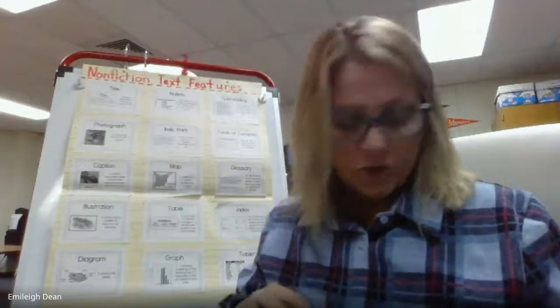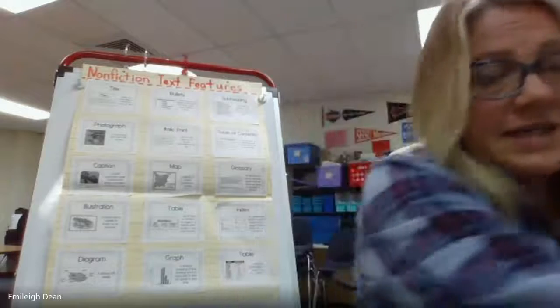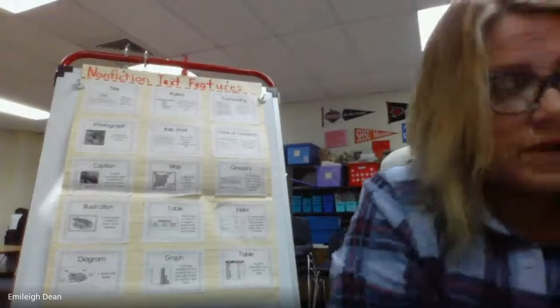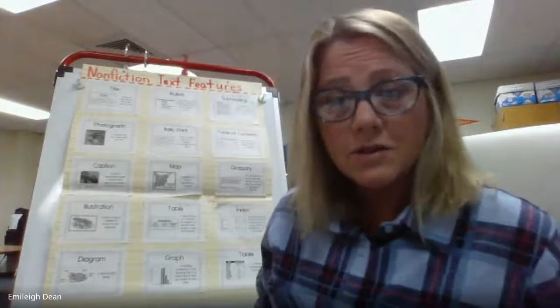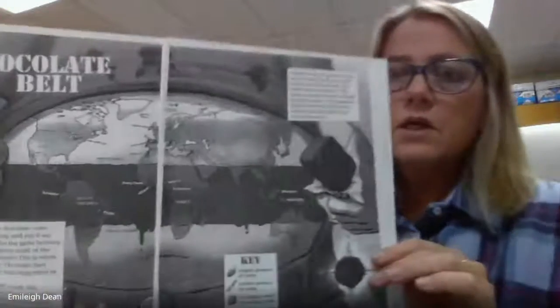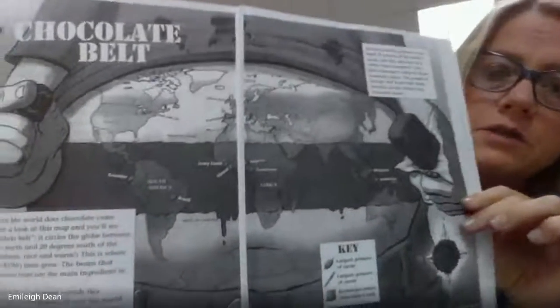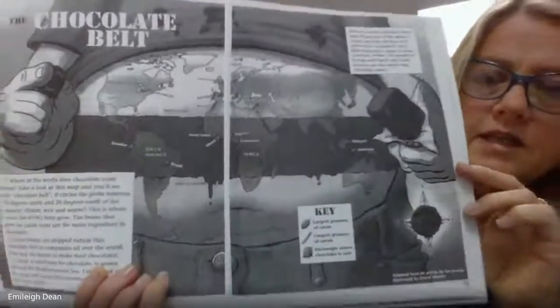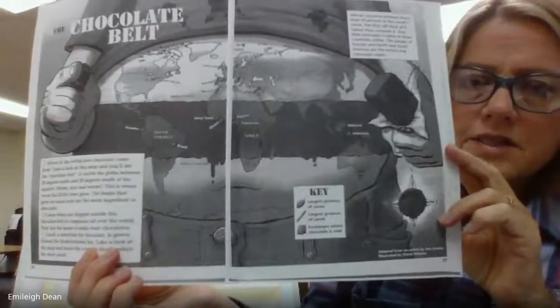Boys and girls, authors often use many different kinds of text features when they're explaining or picturing or telling about a topic. I'm going to show you another article. We won't read the whole article, but I want you to have a look at this. It's called The Chocolate Belt. And you can see that there is a map.